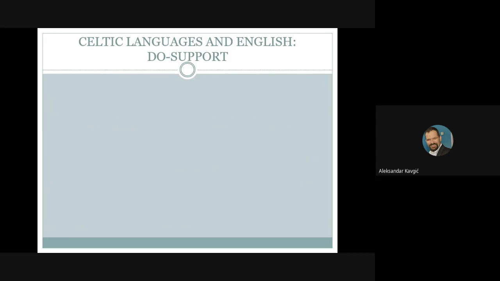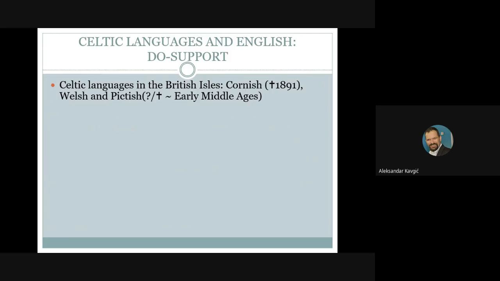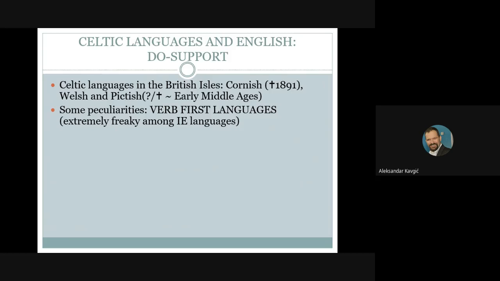So let's look at do support. So Celtic languages in the British Isles, like Cornish, which died, Welsh and Pictish also died, had some very interesting peculiarities. First of all, they were verb-first languages. That was extremely rare and it is still extremely rare among Indo-European languages.